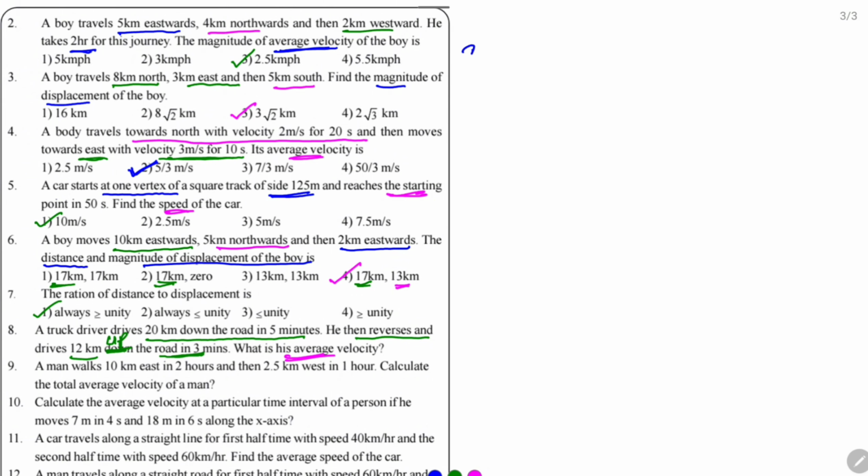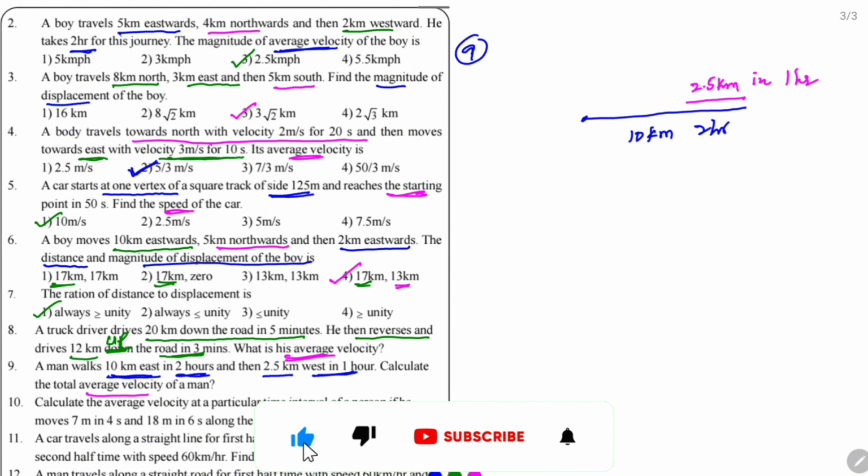Question number 9. A man walks 10 kilometers east in 2 hours. So from here he is moving 10 kilometers east in 2 hours. Fine. Then 2.5 kilometers west in 1 hour. So he is coming back just 2.5 kilometers in 1 hour. Fine. Calculate the average velocity of the man.